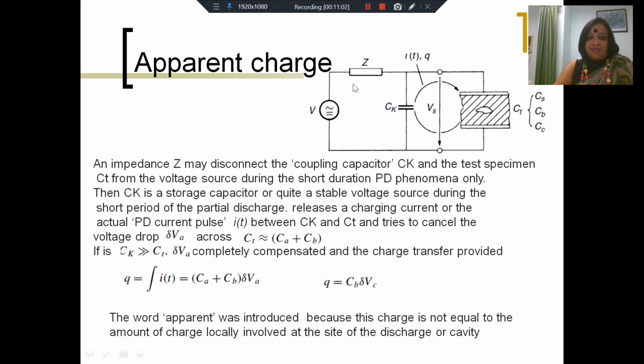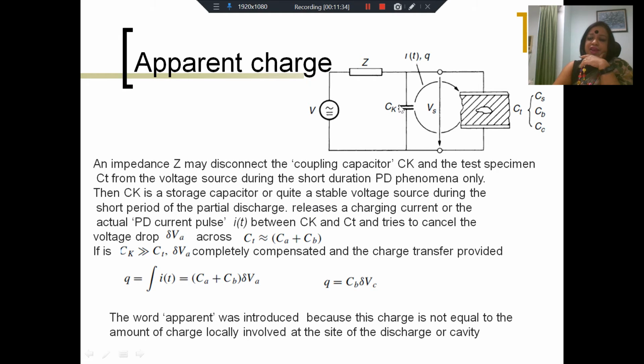If necessary, this impedance Z may disconnect the coupling capacitor Ck and the test specimen Ct from the voltage source, so that when there is a short duration PD and a very large current flows, the supply will not be affected. The supply will be forced to deliver a very large current. That should not happen, and therefore the role of the impedance Z is to isolate, disconnect the supply from the test specimen at discharge and also the coupling capacitor.